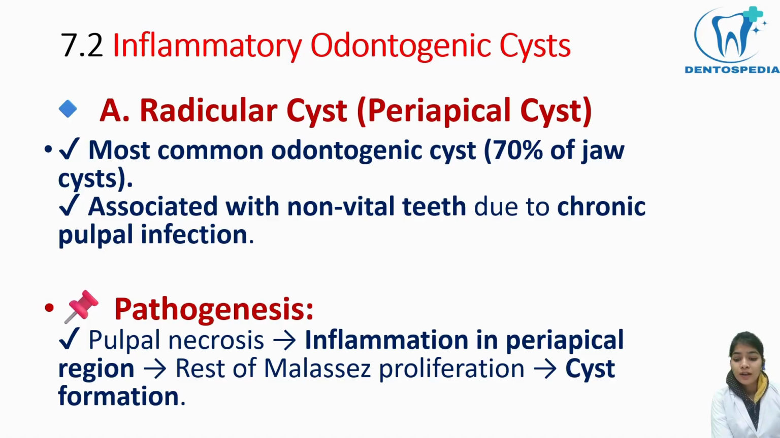So what is radicular cyst or periapical cyst? A radicular cyst is an inflammatory odontogenic cyst that develops at the apex or root tip of a non-vital tooth as a result of a chronic pulpal infection. It is also known as a periapical cyst. It is the most common odontogenic cyst and accounts for about 70% of all the jaw cysts. It is associated with non-vital teeth due to chronic pulpal infection.